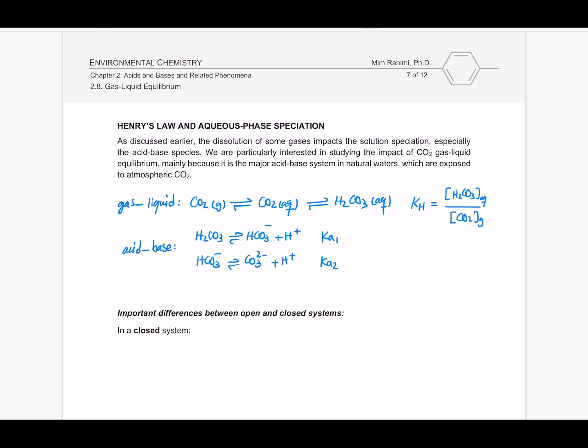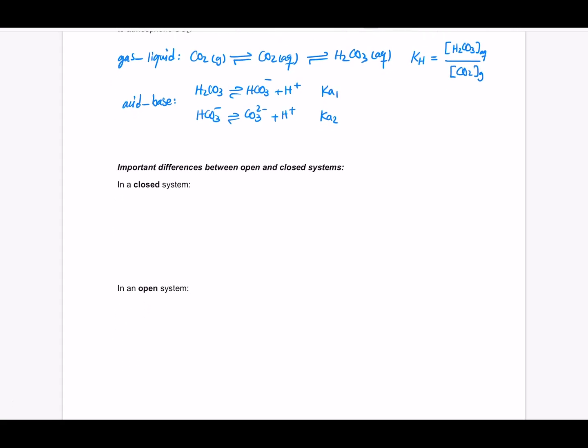Now we can dig deeper into the difference between a closed system and an open system. In a closed system, what we had before, let's say this is our closed system, we had a mass balance expression. The total carbonate was equal to the amount that we initially added to the system: H2CO3, HCO3 minus, and then CO3 2 minus. Let's say this is what we initially added to this bottle. We close the lid. So the total mass balance is always equal.